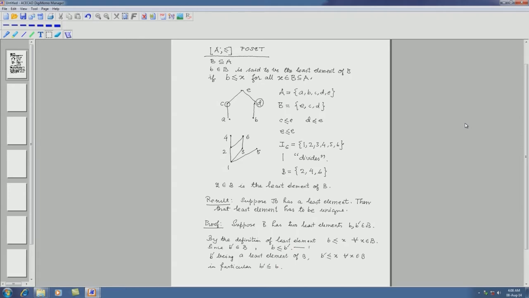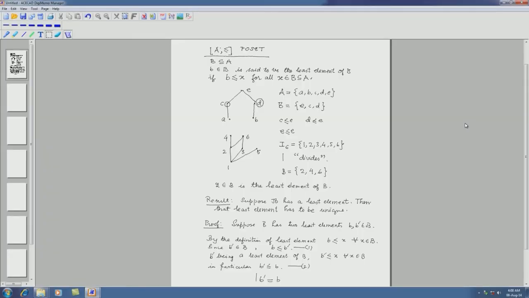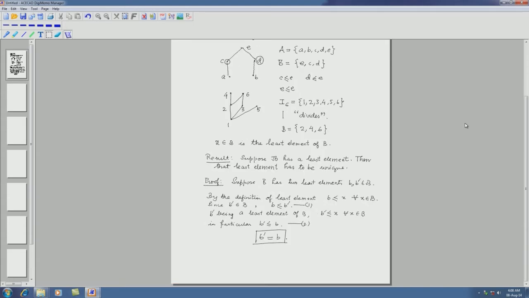Now, we can number these two relations that we have obtained. One is b related to b prime, the second one is b prime related to b. Therefore, combining them and remembering that we are after all working on a partially ordered set, where the relation is a partial order, that means it is antisymmetric, which means that b prime is equal to b. This proves that we cannot have more than one distinct least element. Now, this same argument is going to work for greatest elements that we are going to define shortly. So, I won't be doing that proof again, but the argument is going to be the same. So, we have talked about least elements.